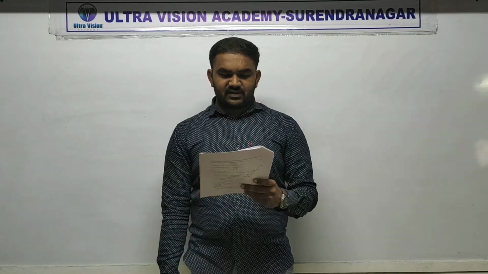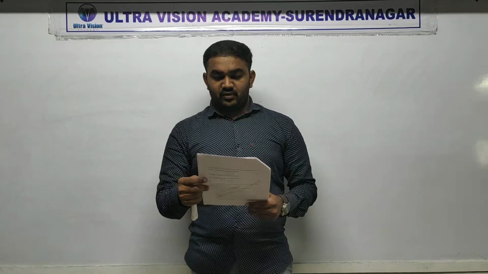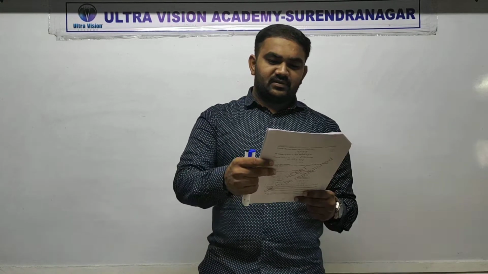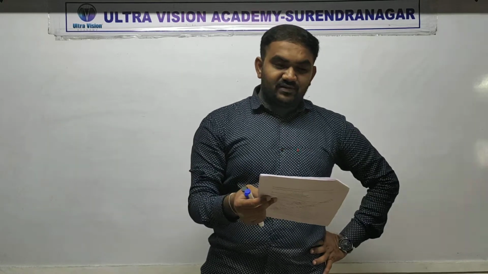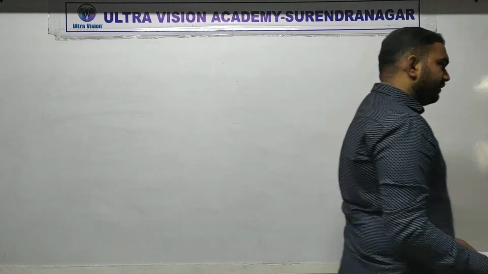Let's continue with the fourth one. The taxi charges in a city consist of a fixed charge together with the charge for the distance covered. For a distance of 10 kilometers, the charge paid is rupees 105, and for a journey of 15 kilometers, the charge paid is rupees 155. What are the fixed charges and the charge per kilometer, and how much does a person have to pay for traveling a distance of 25 kilometers?